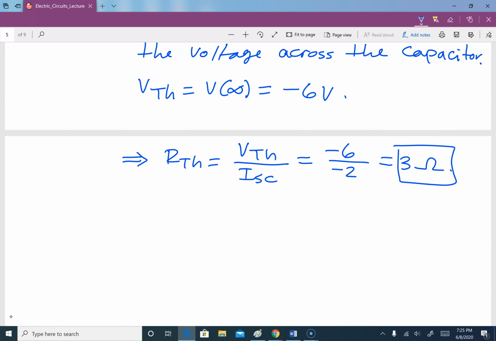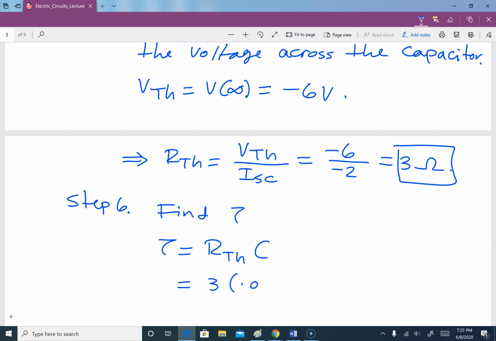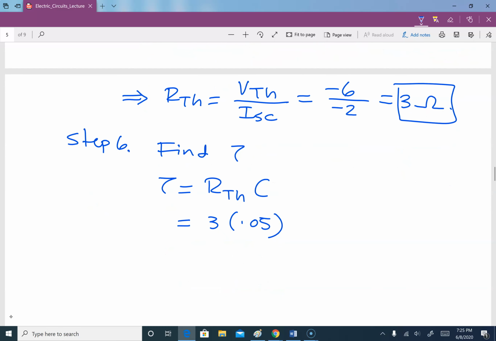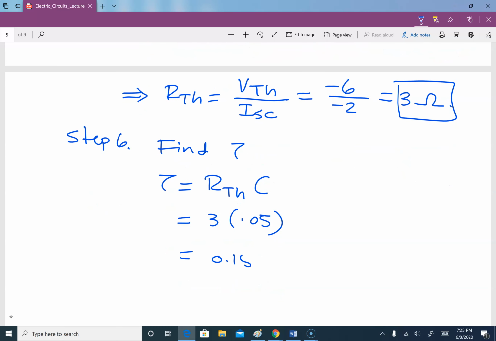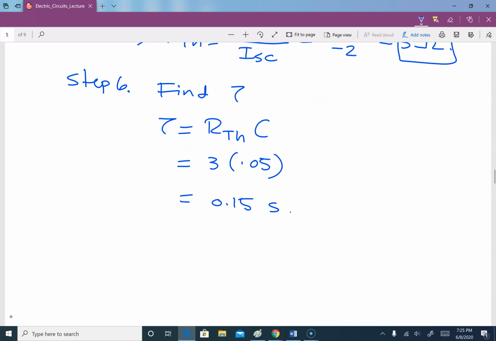So now step number 6 is to find the time constant, which is find tau. We know that for an RC circuit, tau is equal to R Thevenin times C, and that is equal to 3 times 0.05 farad, which is 0.15 seconds. Step 7, evaluate step 1.